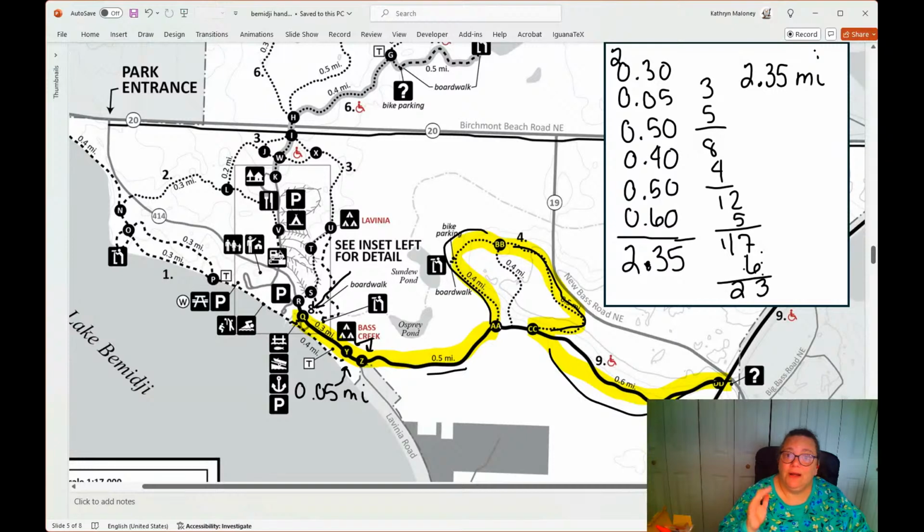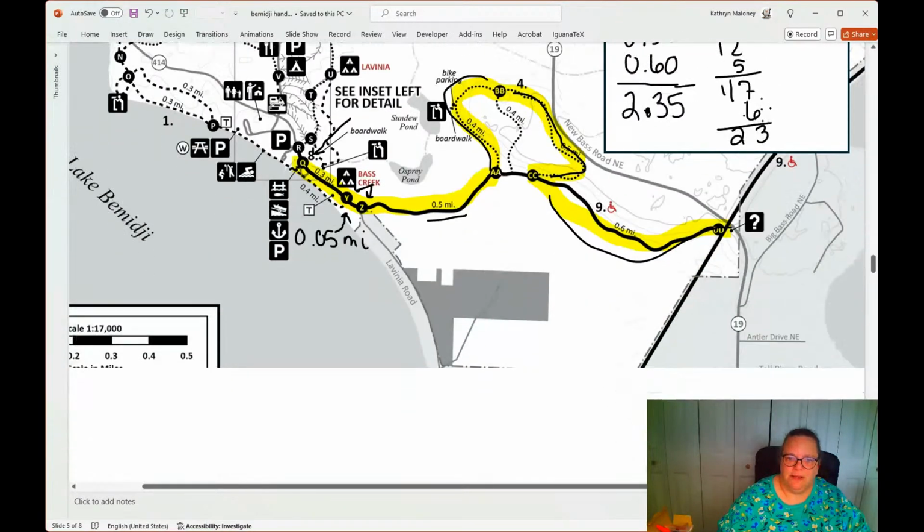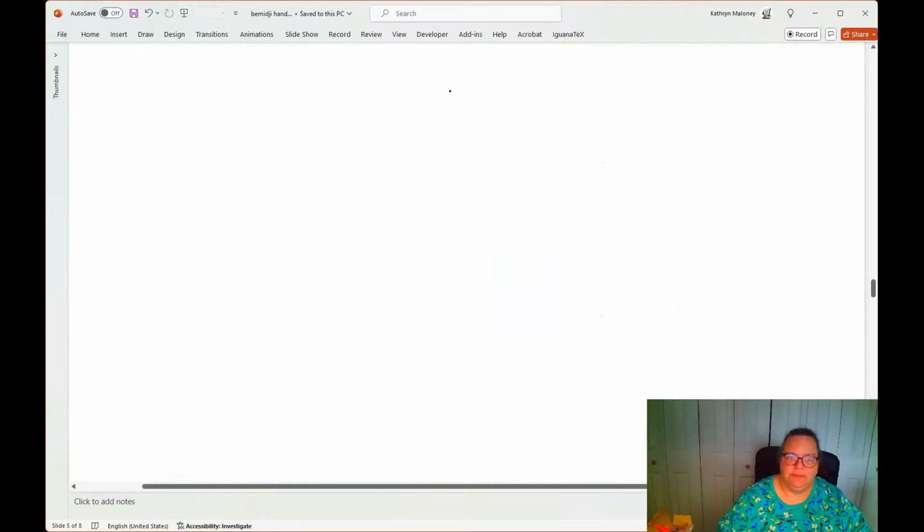But we're not done. We want to convert this into a fraction. All right. So we're going to come down, get a nice little clean piece of paper.